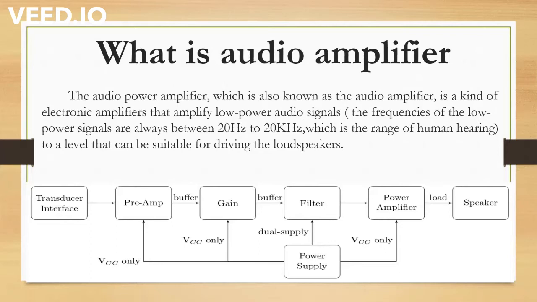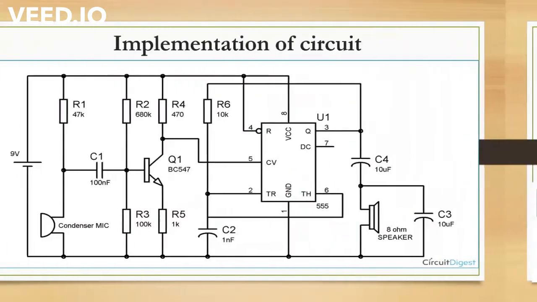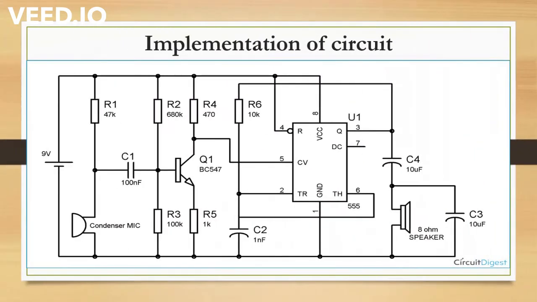This is our basic block diagram for the project. Firstly, there will be a transducer interface. Secondly, there will be a pre-amplification phase. Then there will be gain, filter, power amplifier, and then the output speaker. Now my partner will be discussing the other slides, the implementation of the circuit. Ashwin, you can go on.